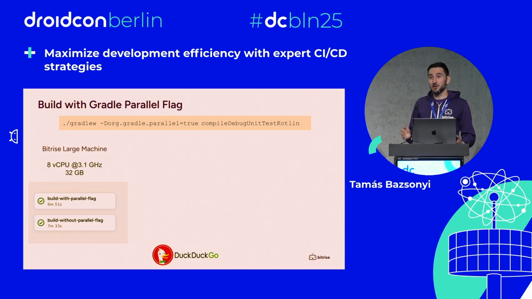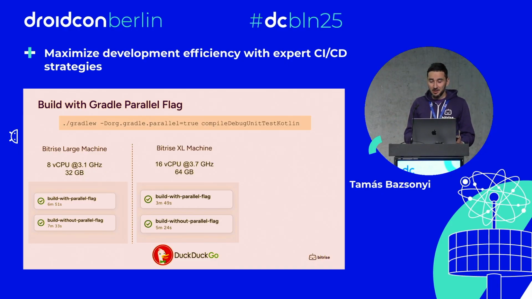So this is where the expert part comes in. What is a really good way to optimize? Basically, throwing more hardware at it. So let's run a test on a stronger machine.